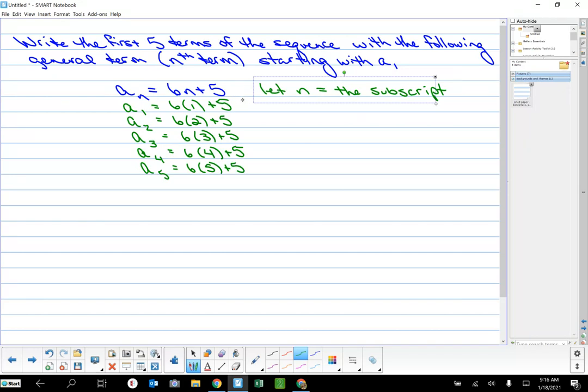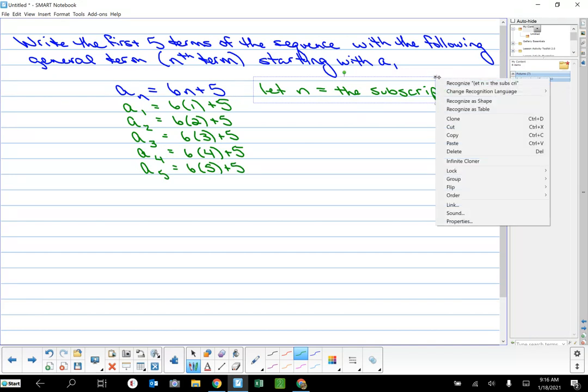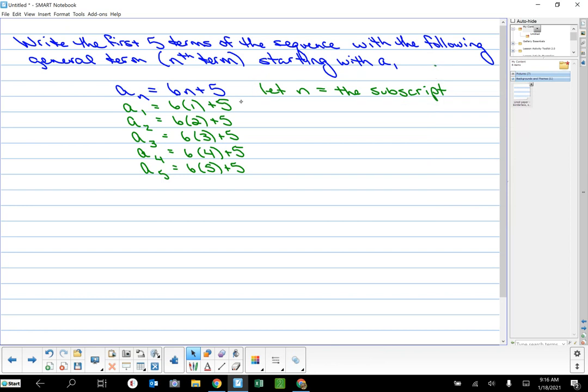Okay. And then get rid of this box over here. So these now equal 6 plus 5 is 11. 12 plus 5 is 17. 18 plus 5 is 23. 24 plus 5 is 29. And 30 plus 5 is 35.